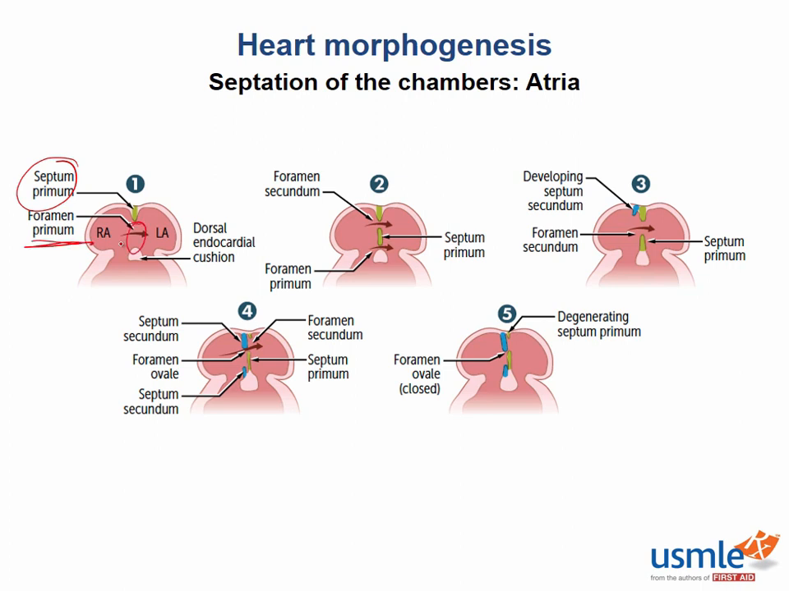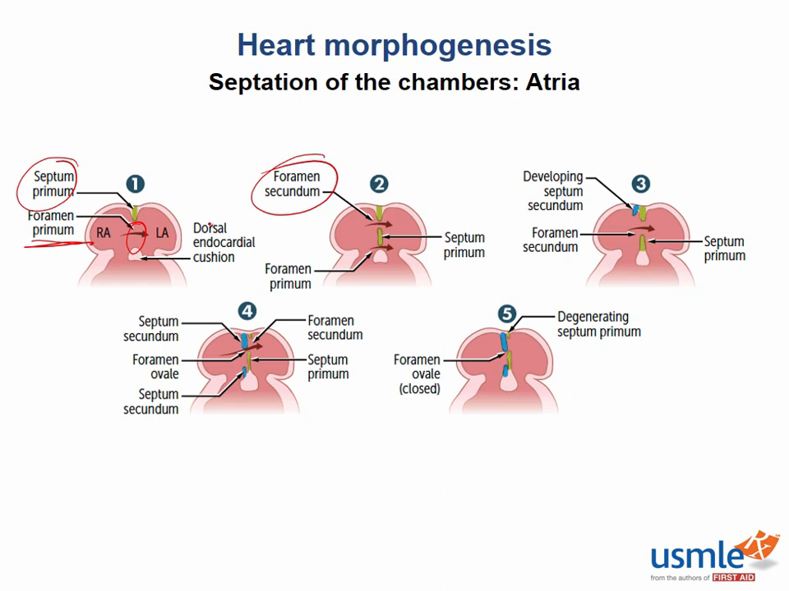And just to review, foramen and ostium both mean hole, so don't let the interchange of these words throw you off. As the septum primum expands toward the endocardial cushion, the upper portion begins to degenerate. This forms the foramen secundum, or the second hole. Eventually, the septum primum will reach the endocardial cushion and will fuse.